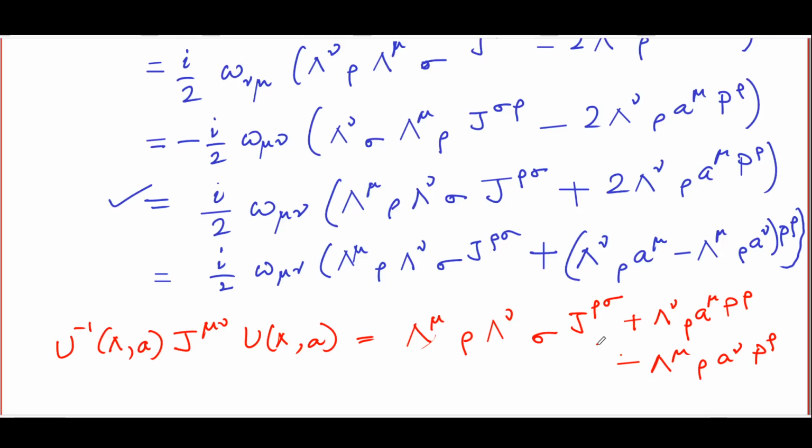On the other hand, if you did not have a Lorentz transformation, but just had a translation of origin, then the transformation rule will simply read as follows. Lambda mu rho, lambda nu sigma, etc. would have to be replaced by delta mu rho, delta nu sigma, and therefore the transformed version will simply be J mu nu, the original angular momentum, plus A mu P nu minus A nu P mu. In figuring that out, I have just replaced lambda nu rho by delta nu rho and so on.